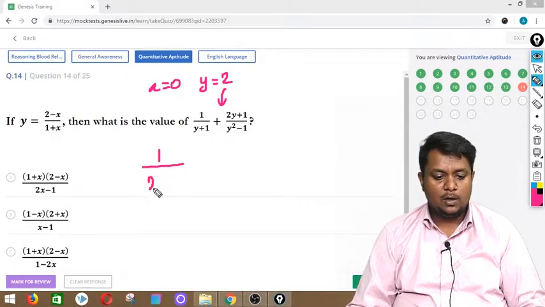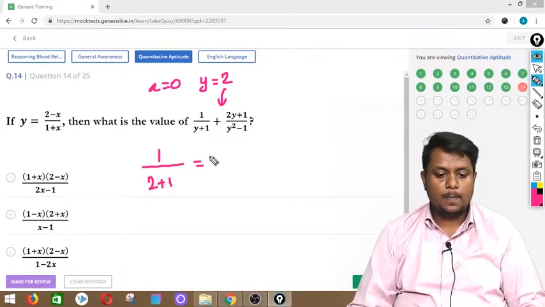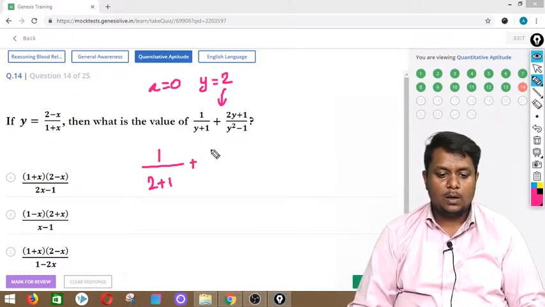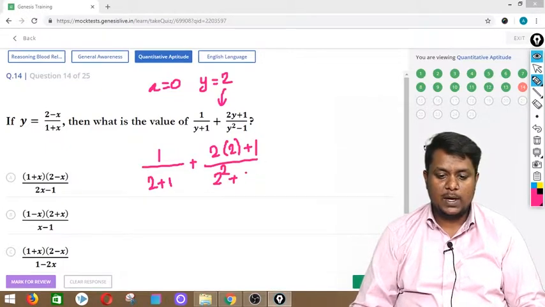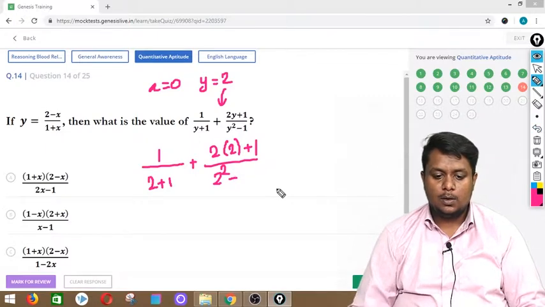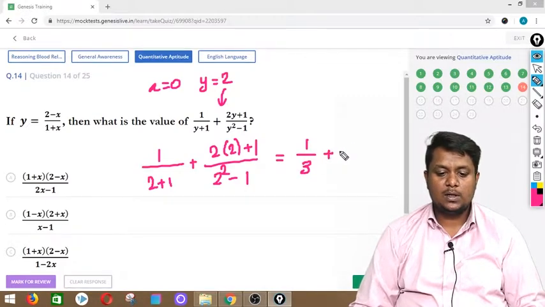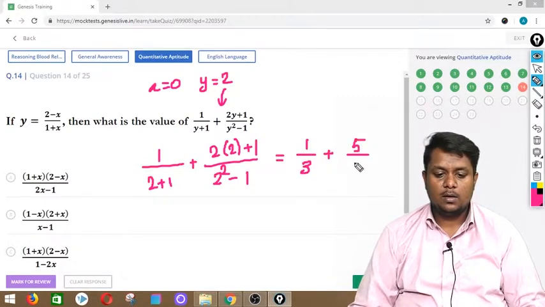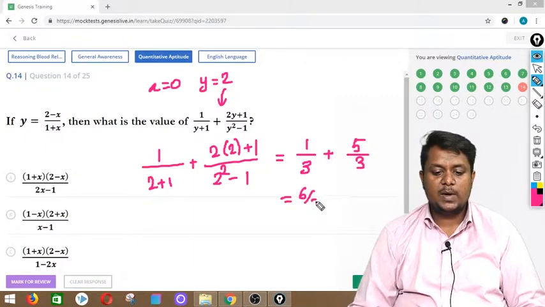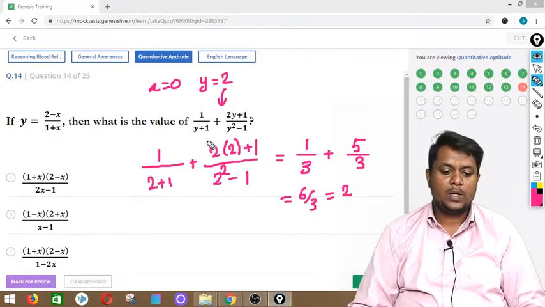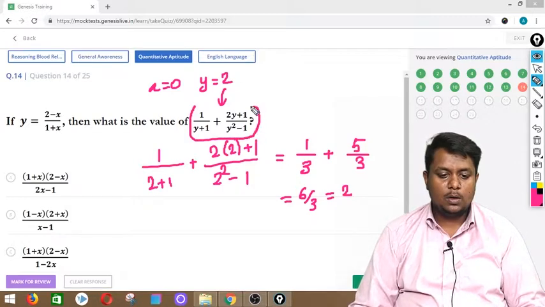So 1 by 2 plus 1, plus 2 into 2 plus 1 divided by 2 square minus 1. I get 1 by 3 plus 5 by 3, which is 6 by 3, which is 2. So when I substitute y is equal to 2, I am getting this equation's value as 2.